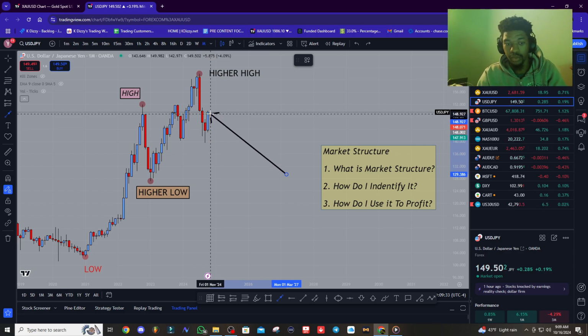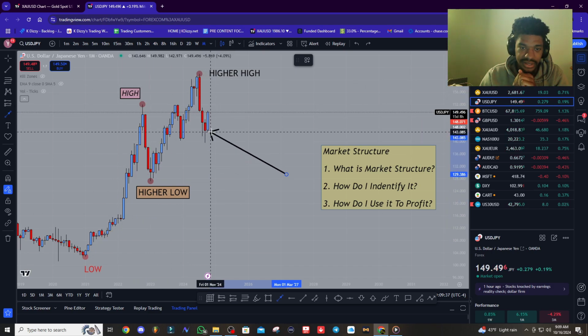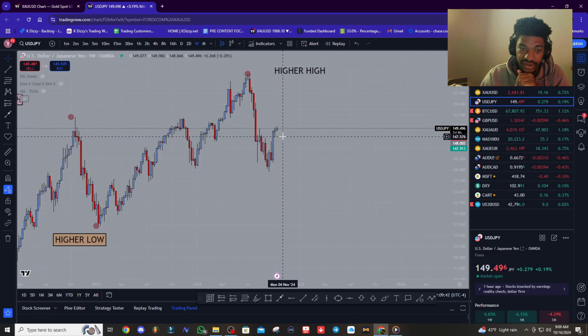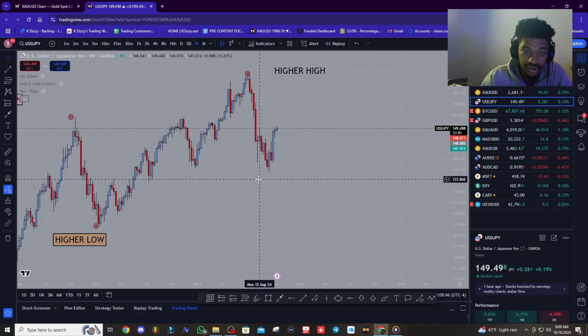So without even getting confused or anything, just know this structure, right? Let's just continue to look at the structure. Let's go to the weekly now. So as you can see, it looks different, right? It looks different.